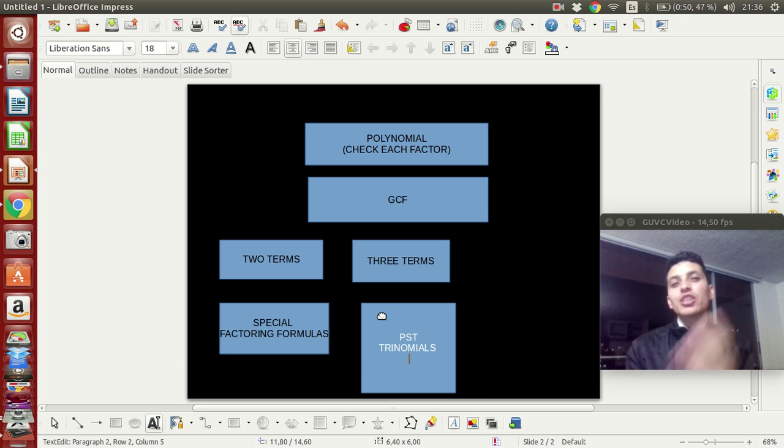The way to factor each trinomial, you can see in other videos. In A Minute with Factoring, I will show you how to factor trinomials. So you just have to wait. But the key here is to check that you have three terms. Go first to check if it's a perfect square trinomial, and then go to check each trinomial type.